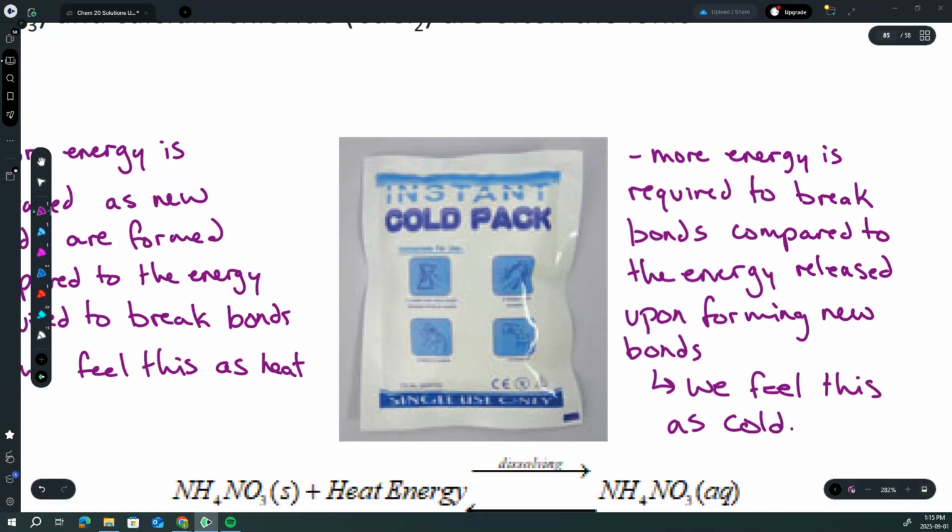Okay, because the energy is coming from the surroundings. So basically, in order to properly break the bonds within the cold pack, it's drawing energy from the surroundings. You could be part of the surroundings of this cold pack, and that's why you feel it as cold, because it's basically taking away energy from you in the form of heat in order to get the reaction to happen.